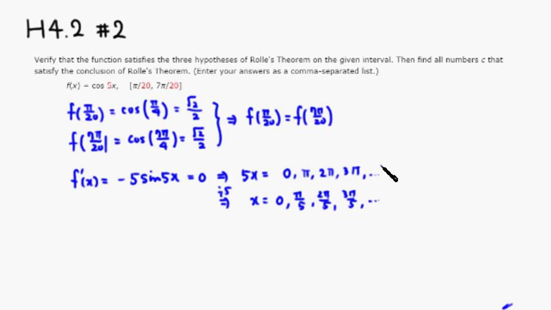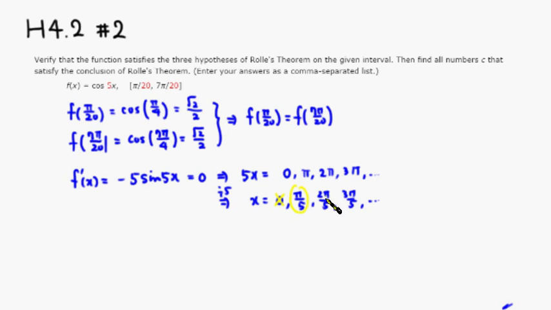Alright, so let's see which values are still satisfied. x is going to be between pi over 20 and 7 pi over 20. So let's see. 0 is going to be too small, so this is not going to be it. Pi over 5 is going to be between pi over 20 and 7 pi over 20, so this one's good.